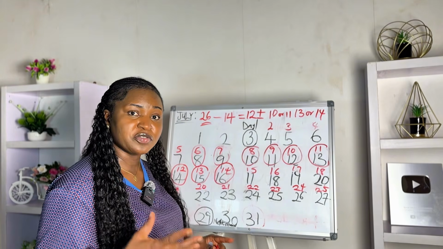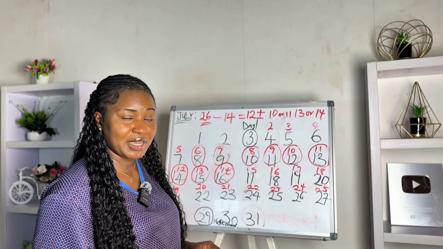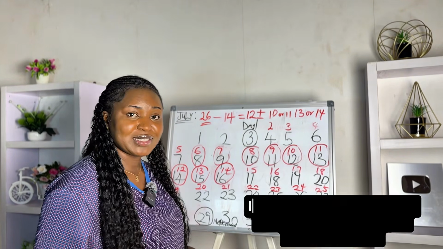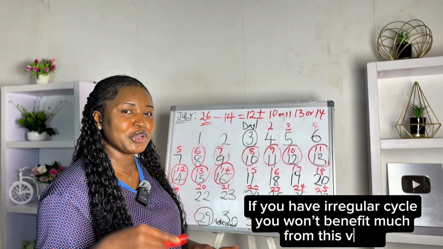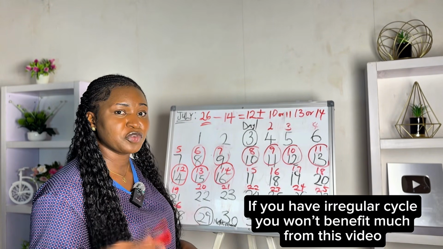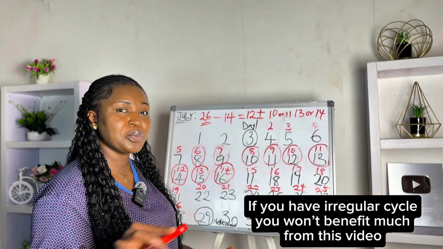Then another question I often get is, what if I have irregular cycle? How do I count? If you have irregular cycle and you want me to make a video for you, just let me know in the comment section so I can make a video for you on how you can calculate in the simplest form ever.